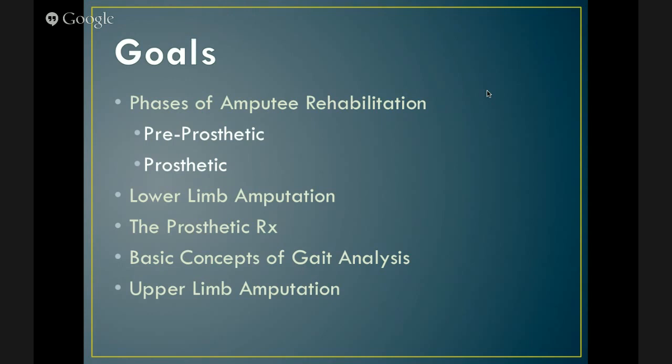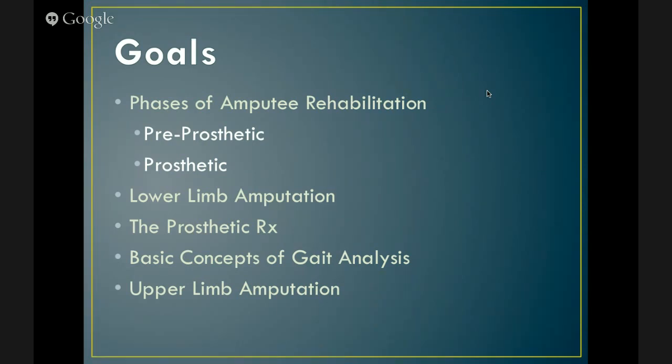The prosthetic prescription. Hopefully as you realize by now through these intro lectures, it's not sufficient just to write prosthesis or PT or OT. You want to be as specific as possible in your treatment strategy. You'd never write a script that said blood pressure medication and give it to a pharmacist. Same idea. And then basic concepts of gait analysis.